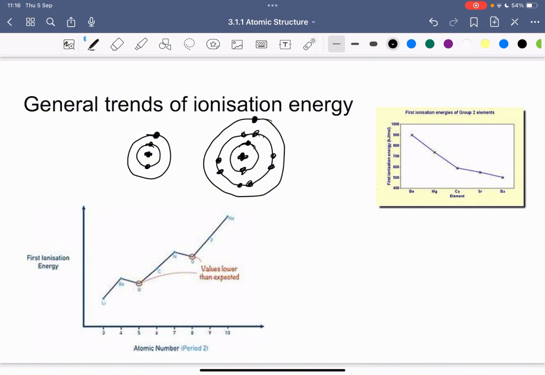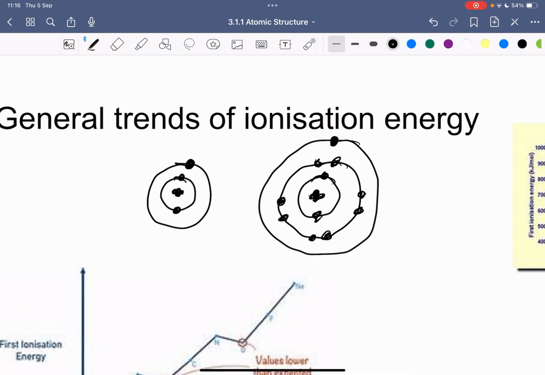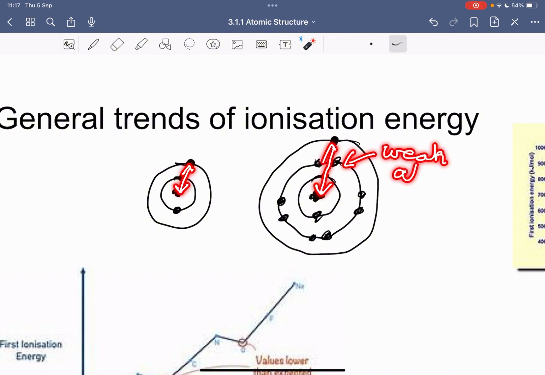So because of this, there's more shielding, right? In this one on the left, there's only one shell in between the nucleus and the outer electron. Here, there's 2 shells in between, so there's more electrons repelling this outer electron. So for this one, removing this electron is easier than removing this electron, due to shielding. Another reason is because the atomic radius increases, right? So the size of this is bigger than the size of this. So this is a weaker force, or has a weaker attraction.